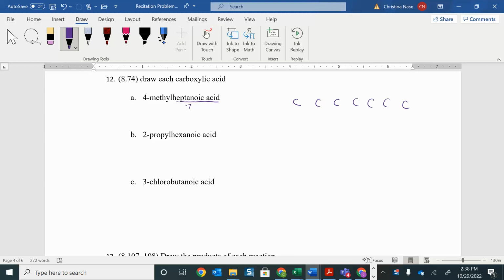1, 2, 3, 4, 5, 6, 7. I like to draw my carboxylic acid, my carbonyl carbon over here at the end. Don't know why, just do. So there's my 1, 2, 3, 4, 5, 6, 7. That's my heptanoic acid, it's my base structure.